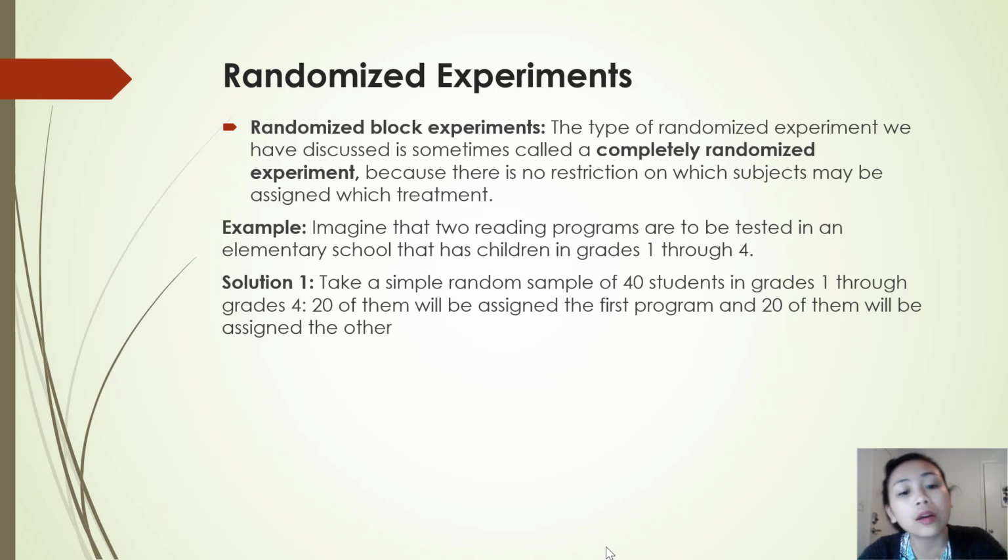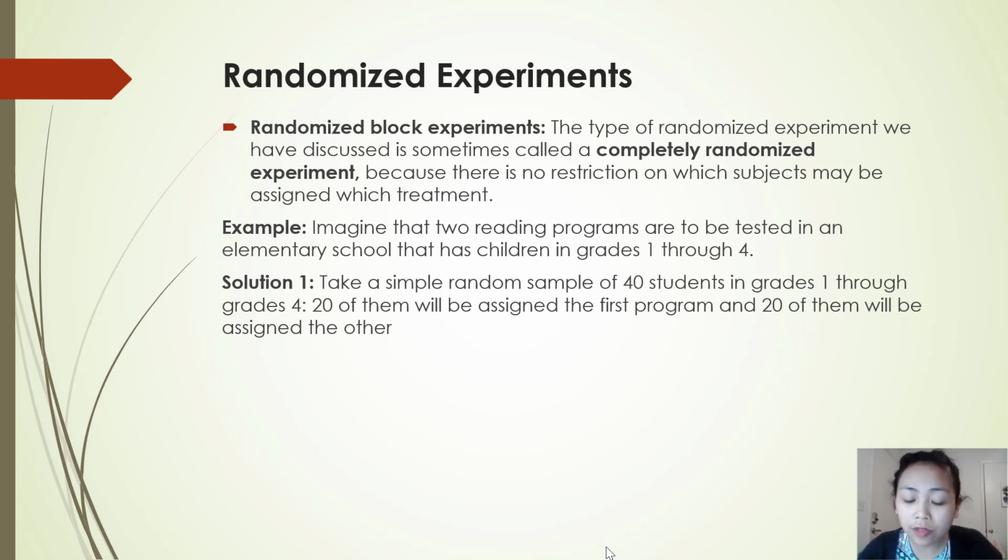For the first solution, we take a simple random sample of 40 students from grade 1 through grade 4. We don't care which grade; we simply take 40 students randomly. Then we divide them into two groups: 20 are assigned the first program and 20 the other program. Then we compare them. This is simply a randomized experiment.